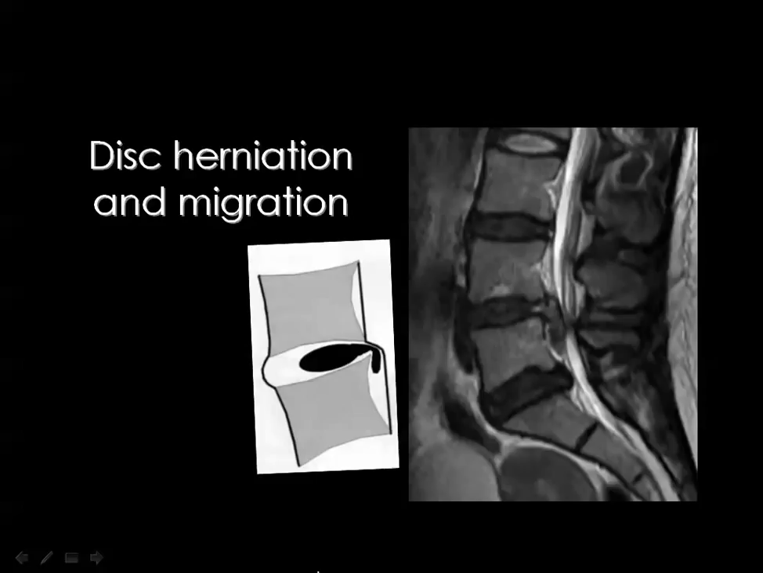And disc migration: the direction of migration of the disc depends on the site of the annular tear. If the annulus is torn from its inferior aspect, the disc will migrate down. If the annulus is torn from its superior aspect, the disc will migrate up. If the annulus is torn at its mid portion, the disc will continue inside the spinal canal, then will grow down. Then, before the era of MRI, we used to diagnose disc migration as follows.